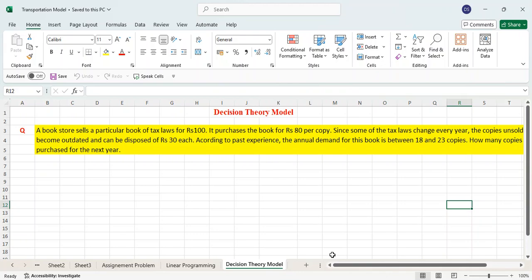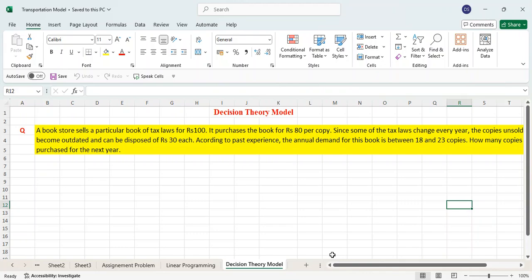But tax laws change regularly, so if a book is not sold in a particular year, it is resold in the next year at the cost of 30 rupees. And you don't know how many books the retailer should keep, because the book demand changes regularly. As per the retailer's past experience, the market demand for the book varies from 18 to 23. So the retailer can keep 18 to 23 books in the book shelf.